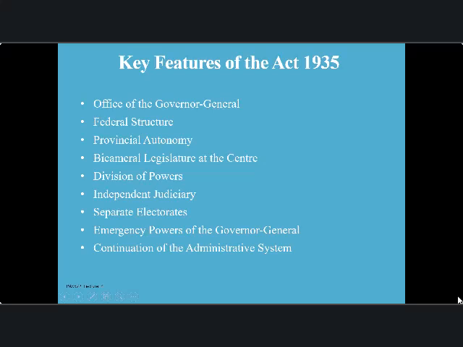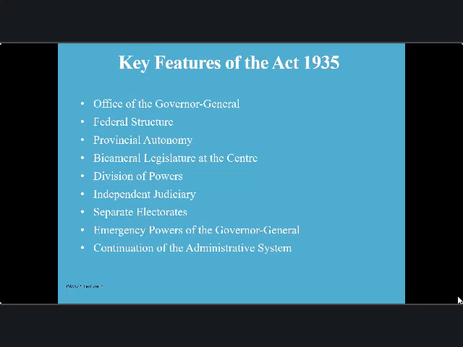Now the federal structure. The Act introduced the idea of a federal system, dividing powers between the center and the provinces, यानी इसने मरकज़ और सूबों के दरमियान इख्तियारात को तकसीम किया था, although the full federal scheme was not completely implemented. Provincial autonomy. The provincial governments were given authority over certain administrative and legislative matters, and elected provincial ministers were responsible for governing the provinces.